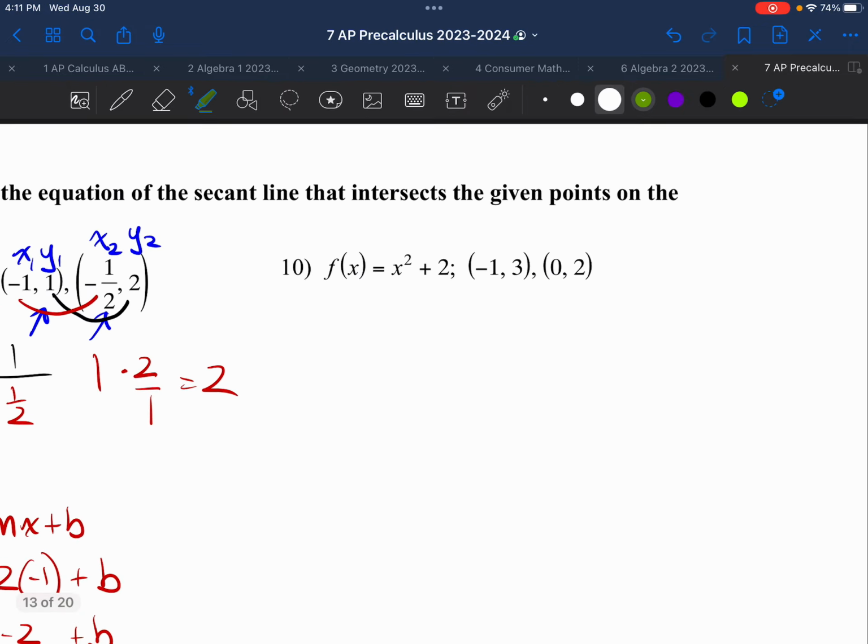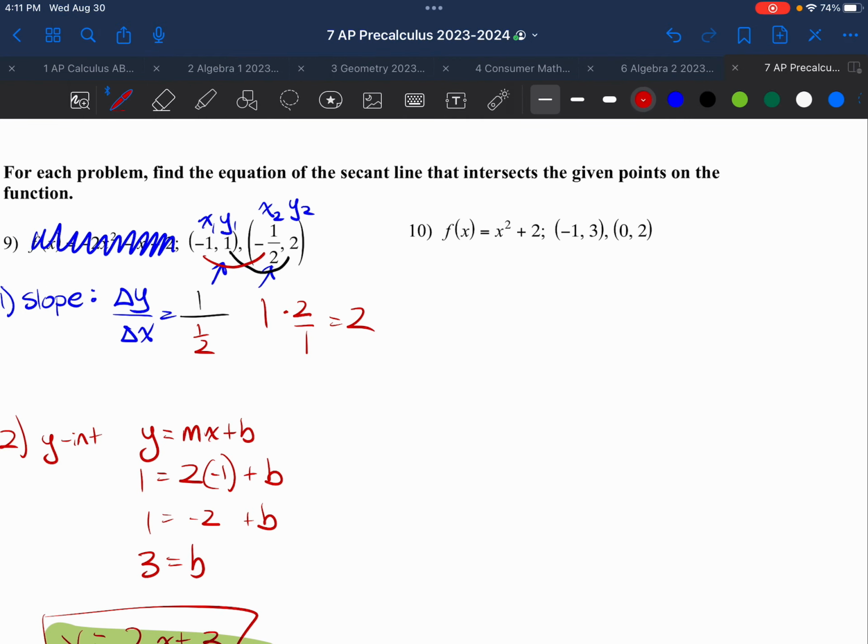All right, in number 10, again, you kind of ignore the equation and you just think about slope. So here I go. The slope is the change in y. How much did I change to get from 3 to 2? I had to go down 1. How much do I change to get from -1 to 0? I have to go up 1. So the slope here is -1.